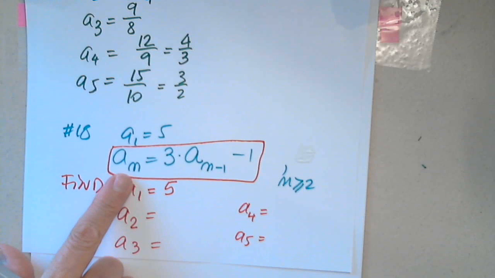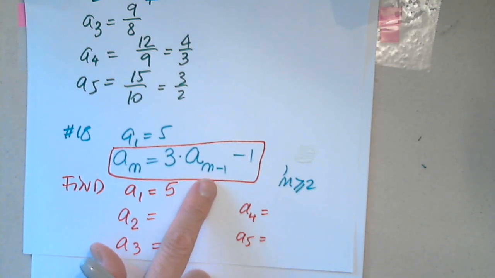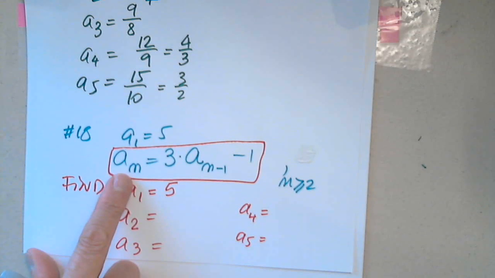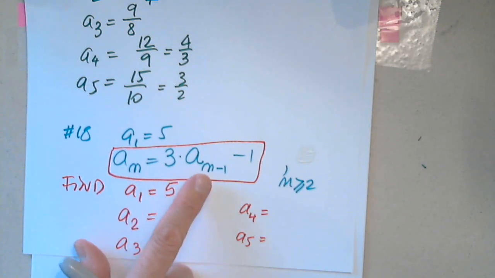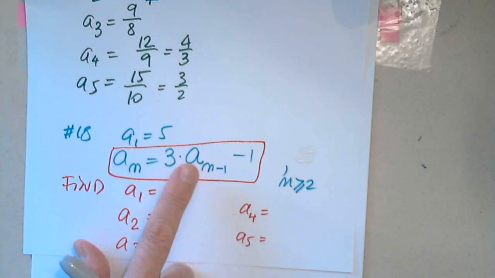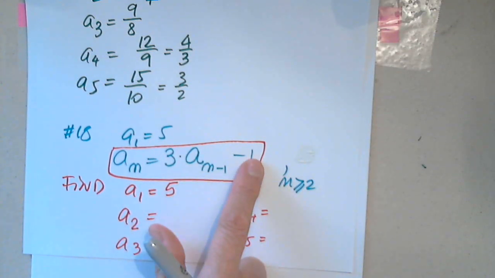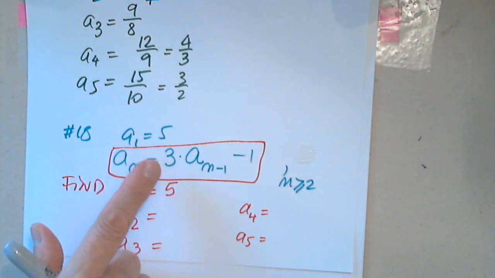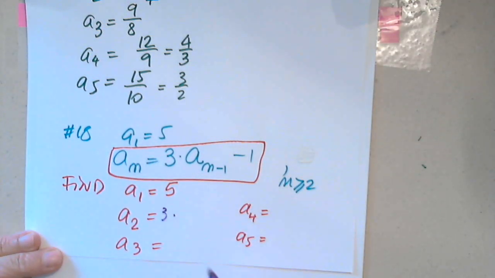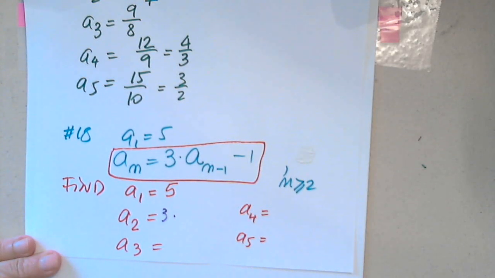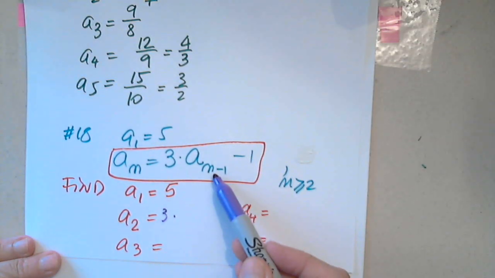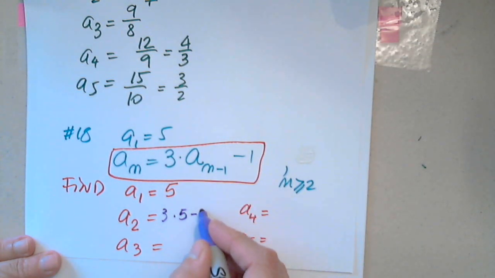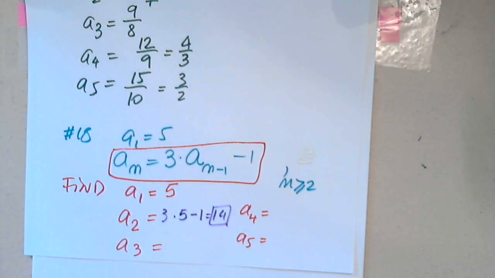Oh, so a sub 11 depends on a sub 10. So the 11th term is obtained by multiplying the previous term, which is term 10, by 3. And from this answer, I subtract 1 to get a11. So how do I get a2? a2 will be 3 multiplied by what? 5. Exactly, by a1, which is 5. Awesome. And minus 1. Great job. 15 minus 1, 14. Excellent. How do I get a3?